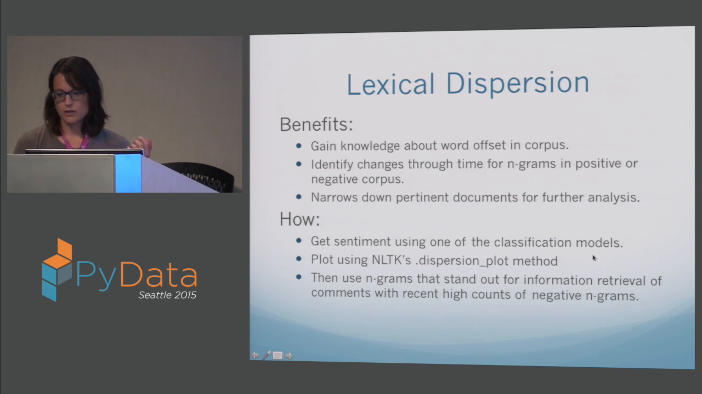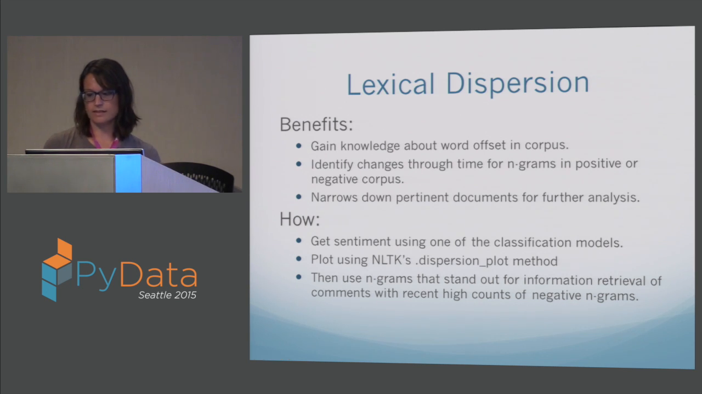You get sentiment using one of the classification models, plot using the NLTK dispersion plot method, and then use n-grams that stand out for information retrieval of comments with recent high counts of negative comments. So if you're seeing a lot of negative terms recently, like can't, won't, don't, then you might want to look at what's going on in your UI that might have changed recently.